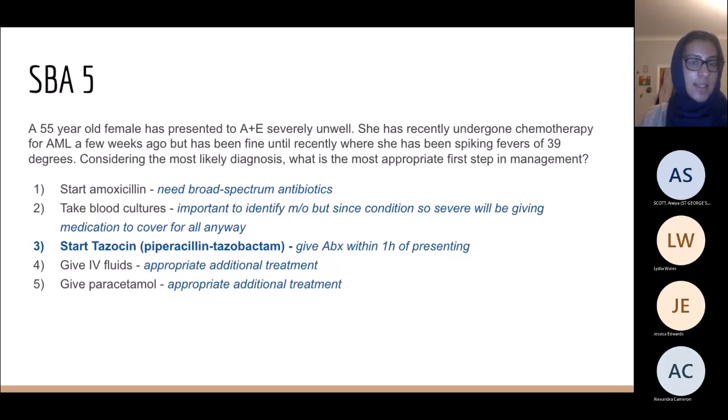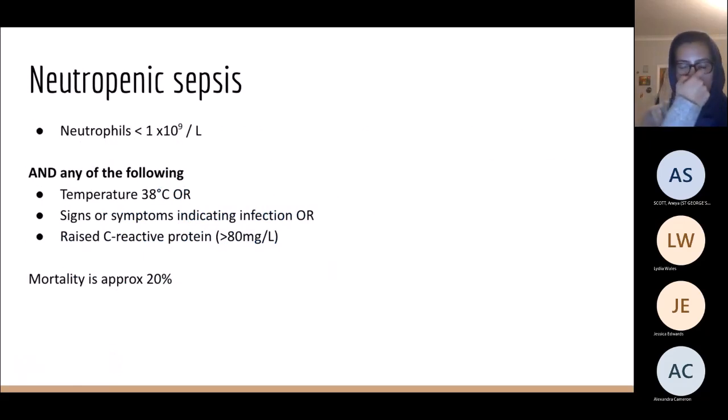So what this is, is neutropenic sepsis. It's an individual who's got cancer, recently been treated with chemotherapy, and she comes in spiking fevers. So this is neutropenic sepsis. Now, neutropenic sepsis, in terms of its exact definition, is defined as having neutrophils of less than 1 times 10 to the power of 9, and having either temperature, signs or symptoms suggestive of an infection, and raised CRP, which is a type of inflammatory marker.